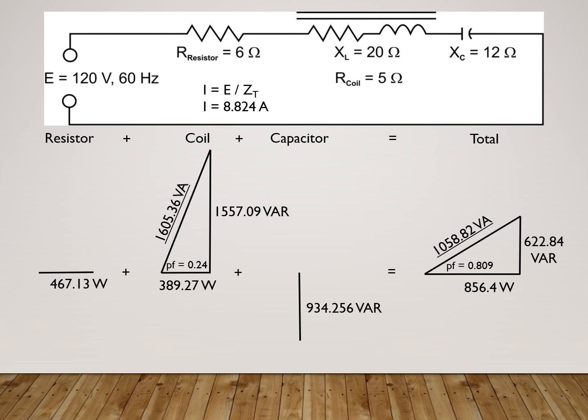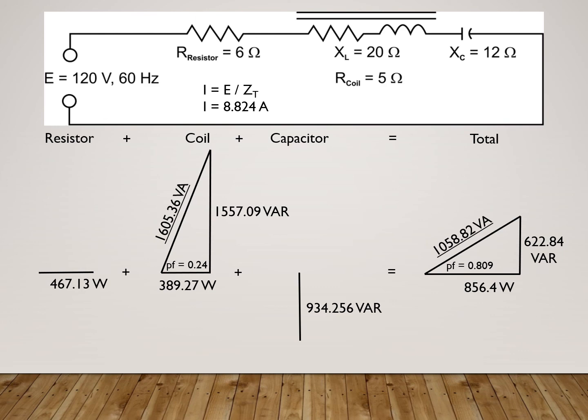For our reactive power, our Q component, we would take our inductive reactive power and subtract it from our capacitive reactive power. I would take my 1557.09, subtract 934.256 to get a total reactive power of 622.84. You have to remember that the power that's generated with the capacitor is feeding the reactive power that's required by the coil. This is why those two offset. One will feed the other, so that the total value that my system has to supply is much, much smaller.